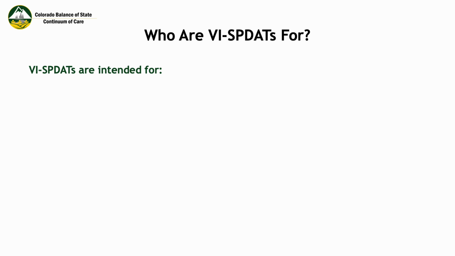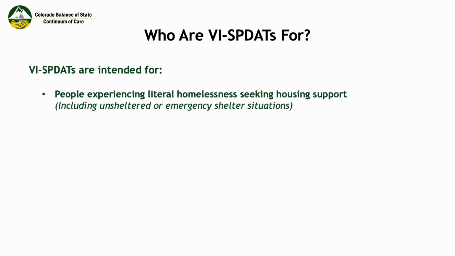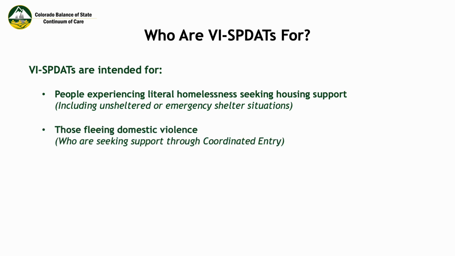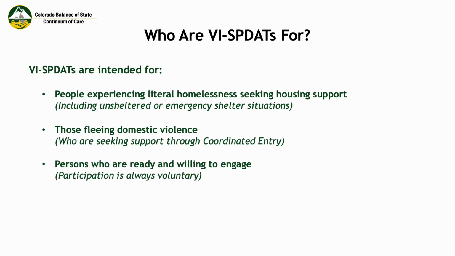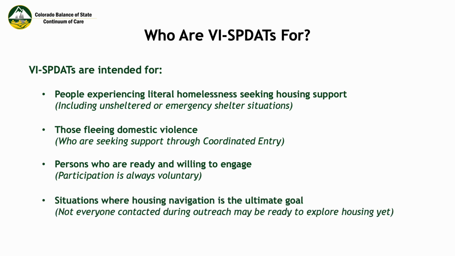Who are VI SPDATs for? VI SPDATs are intended for people experiencing literal homelessness seeking housing supports. This includes people staying in unsheltered locations as well as those staying in emergency shelters. Also, for those fleeing domestic violence who are seeking supports through coordinated entry. It's important that the person is ready and willing to engage, as participation is always voluntary. And with situations where housing navigation is the ultimate goal, because not everyone contacted during outreach may be ready to explore housing yet.